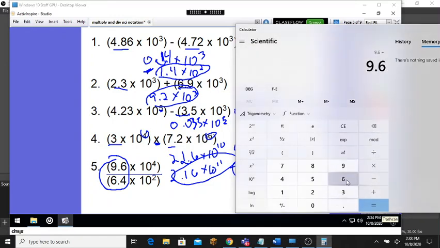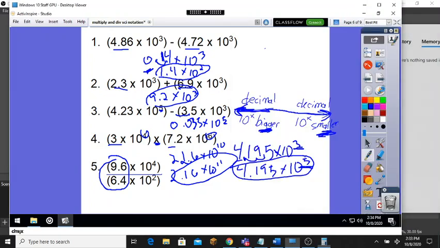And the last one that we're doing, 9.6 divided by 6.4. 9.6 divided by 6.4. 1.5. Now, what do we do with the exponents when we are dividing? You're going to subtract them. 4 minus 2 is 2. Okay. There we go. Simple exercise.